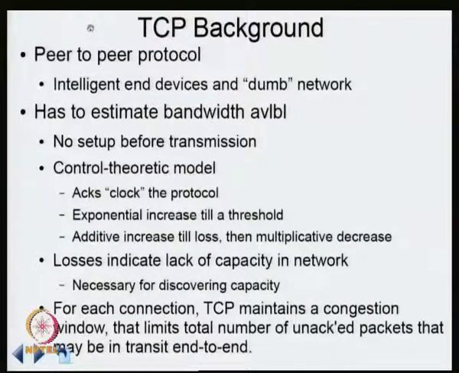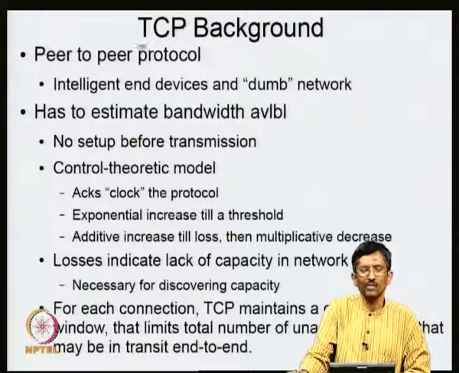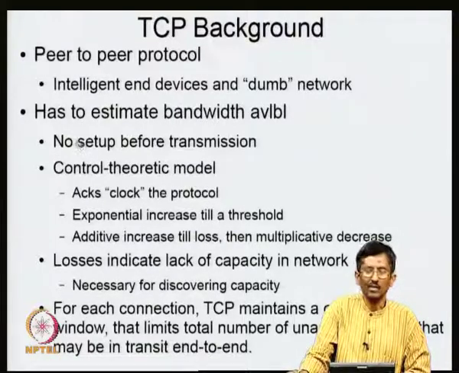Again, just to summarize some of the things we talked about, TCP is basically a peer-to-peer protocol. It has intelligent end devices and a dumb network. You have to estimate the bandwidth available, and unlike fiber channel or a telephone network, there is no setup before transmission. Therefore, it has a control theoretic model, and basically the acknowledgements that you get essentially clock the protocol. That essentially tells you how to go forward.